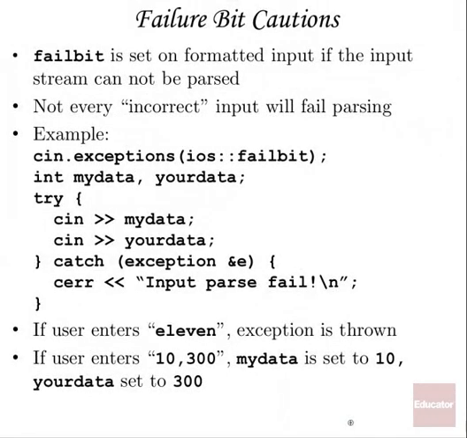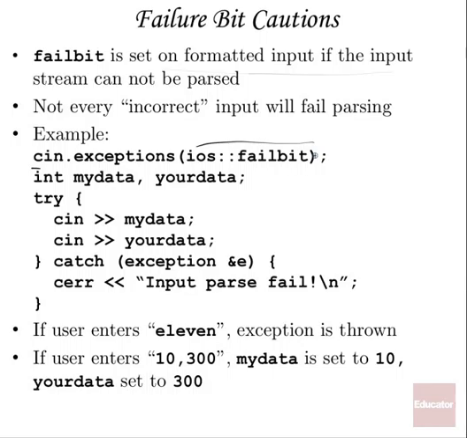Now, a bit of caution in using the fail bit to parse your input. It's set on the formatted input if the input cannot be parsed, but not every incorrect input will fail parsing. And here's a classic example. Okay, we have the cin, we'll set the exceptions, we'll set the fail bit. We want to find out if we have a parse error on something.